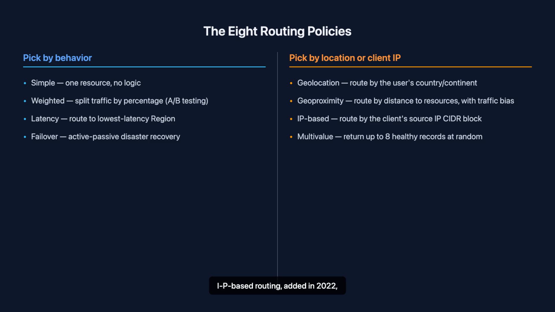IP-based routing, added in 2022, lets you route on the client's source IP, matching their originating CIDR block to a destination you choose. And Multivalue returns up to 8 healthy records at random. Underneath all of this, health checks are what make Failover and Multivalue genuinely reliable.